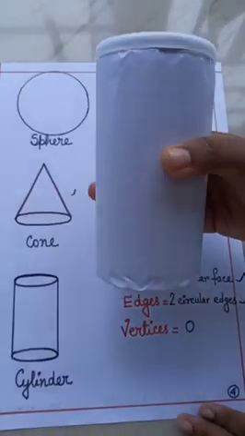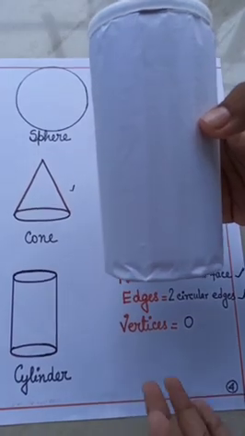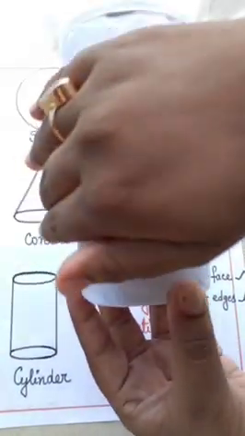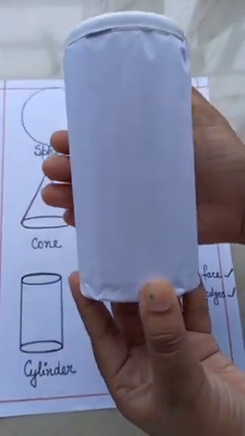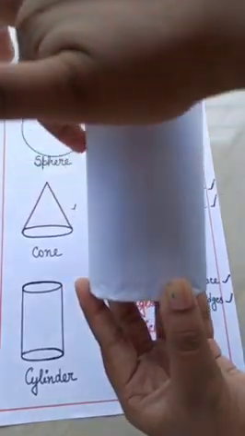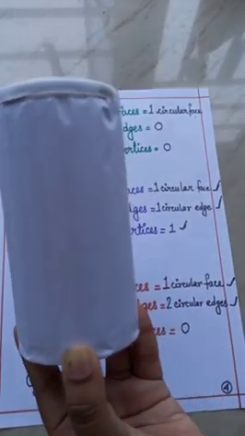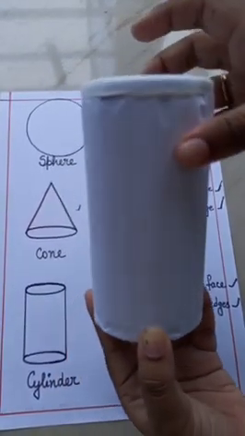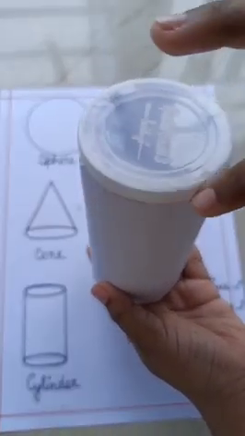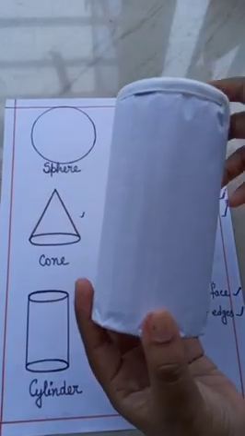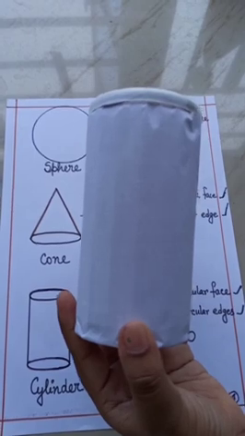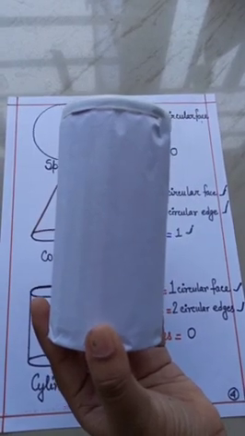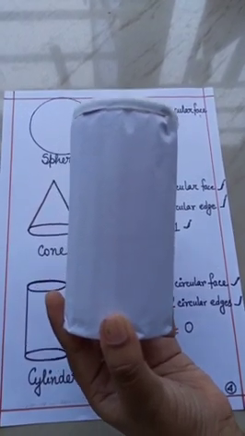Okay, it is a cylinder and it has a circular face. Which one is the circular face? This one. This one is the circular face of the cylinder. And circular edge. It has 2 circular edges. Which are the circular edges? This one at the top. Circular edge 1 and circular edge 2. So a cylinder has 1 circular face and 2 circular edges and 0 vertices.